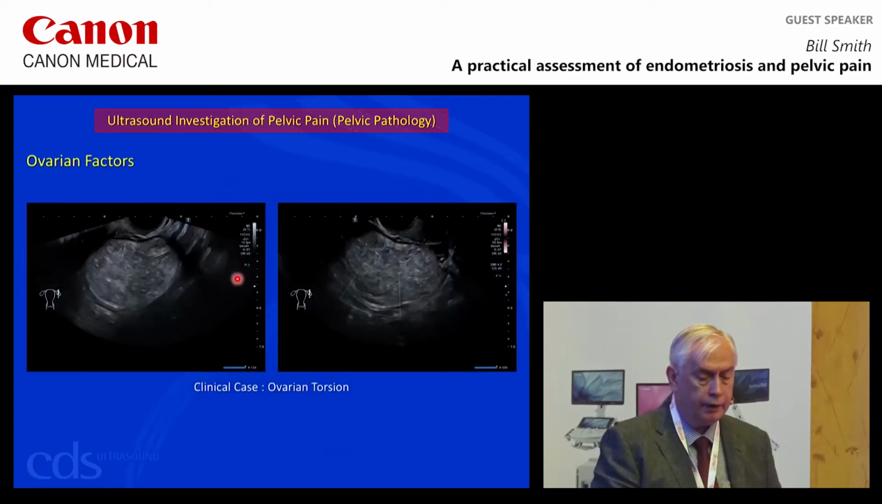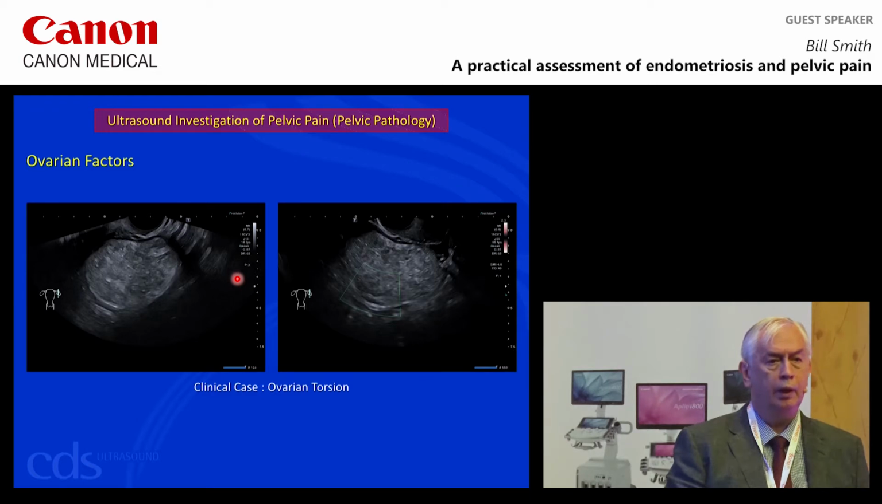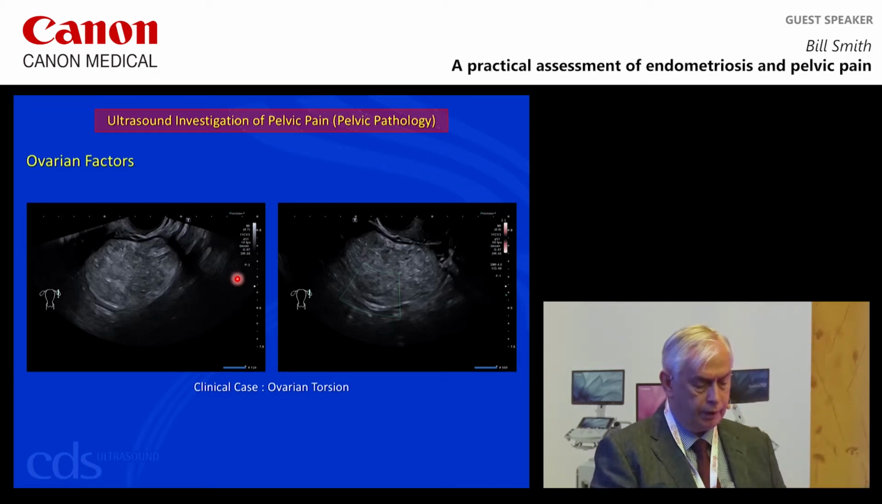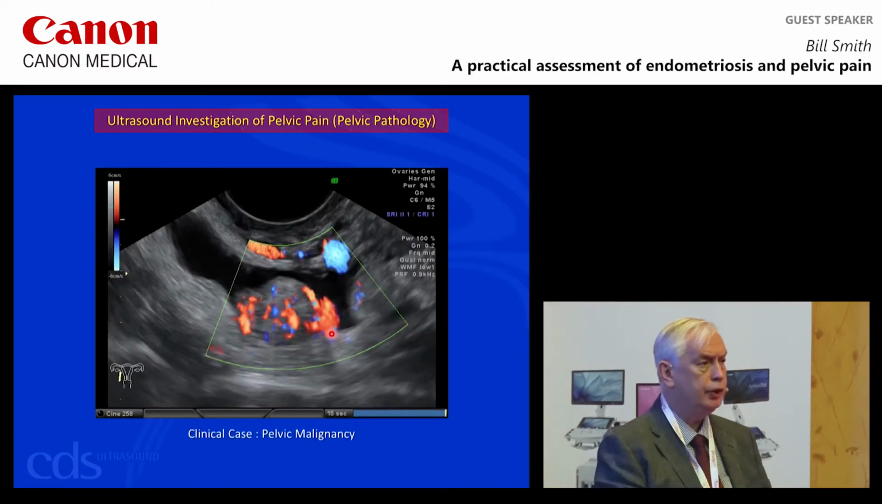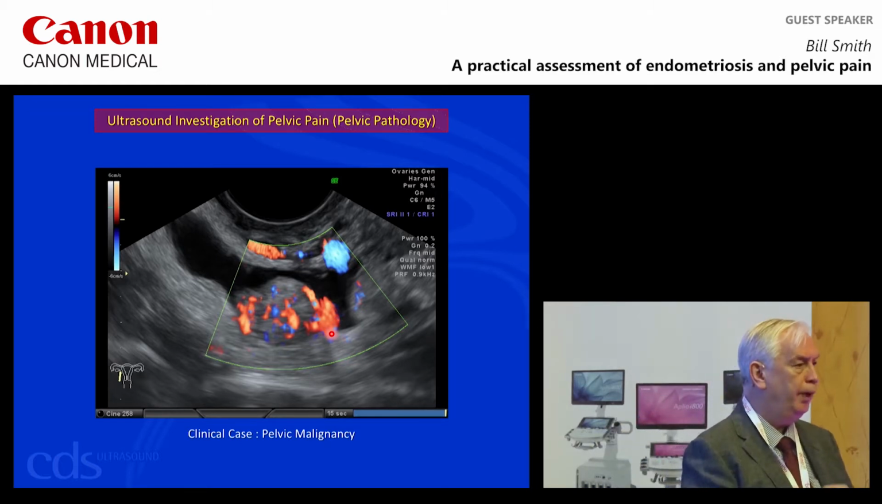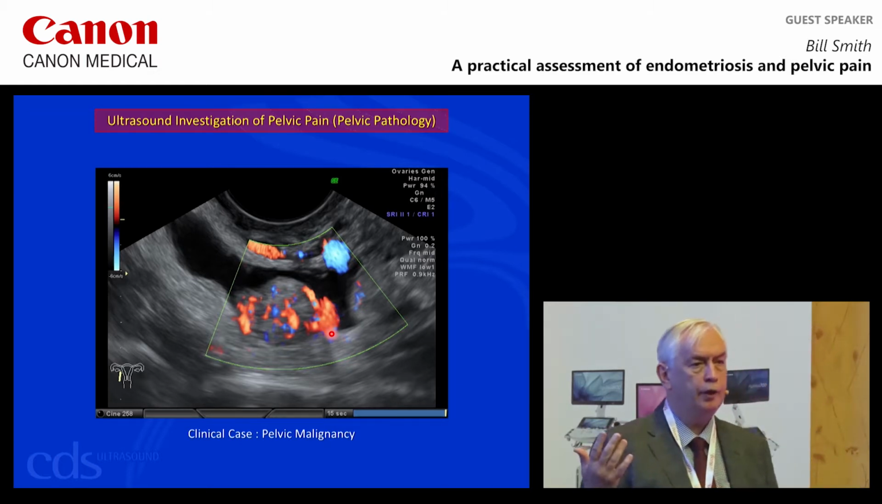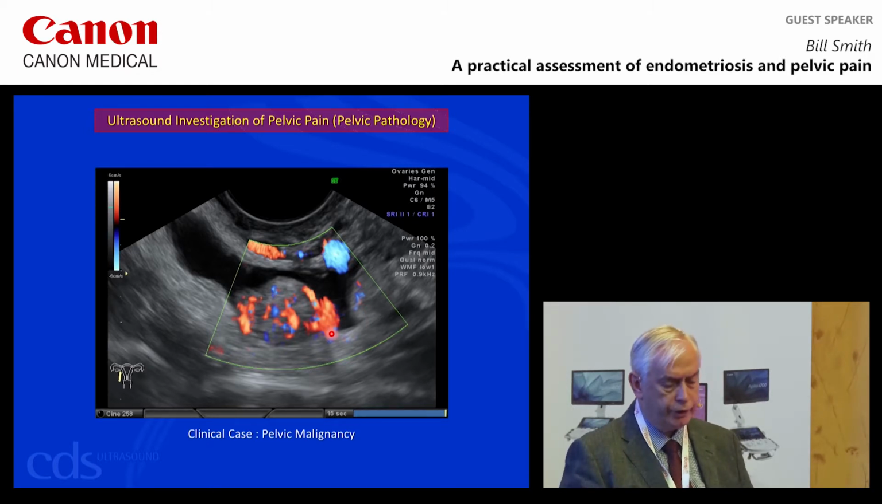Obviously, we've already touched on the issue of torsion. Here's a dermoid cyst that has torsion. There's no blood flow around it. We find this lesion sitting in the pelvis causing pain. This is a secondary lesion, but you can see straight away from the color Doppler that this is a high-risk lesion. It's a source of pelvic pain.